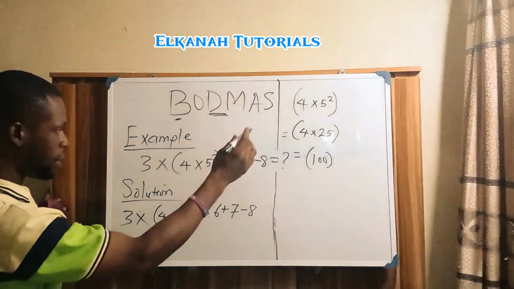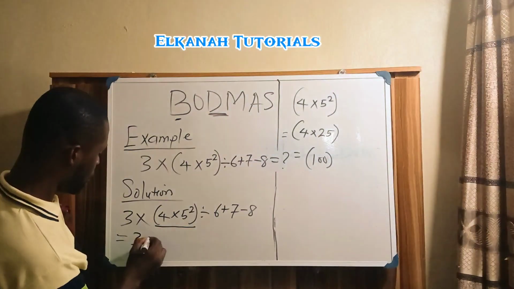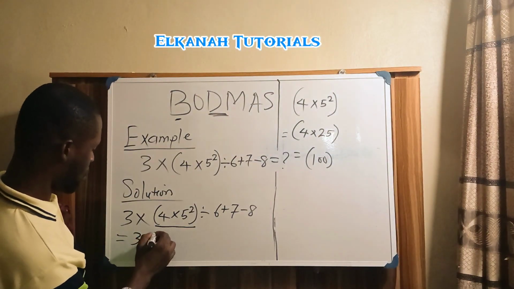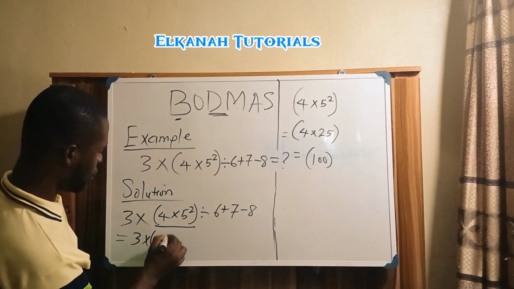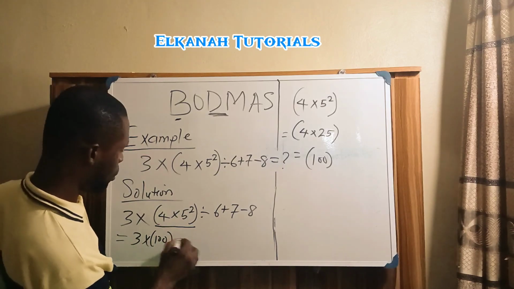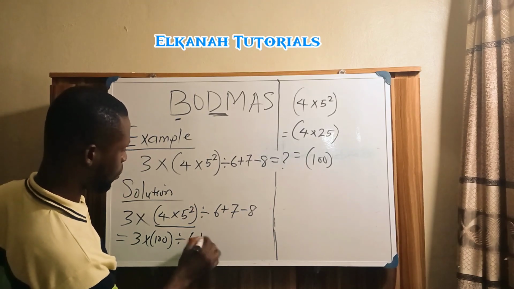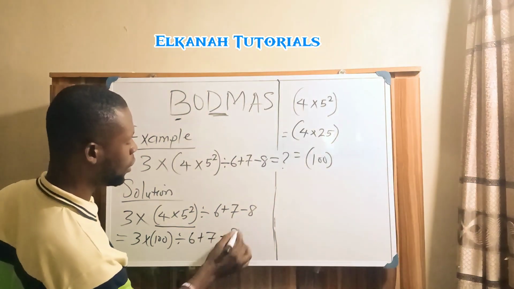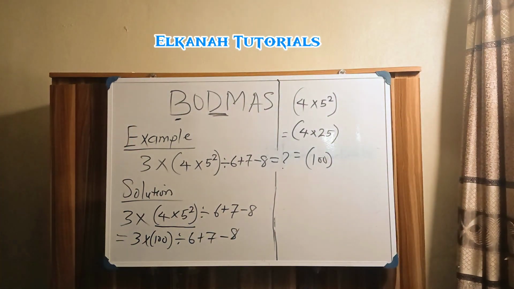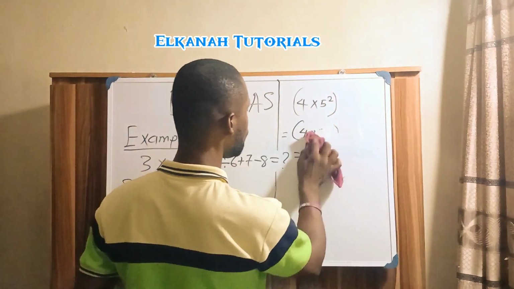So we bring it down. 3 times bracket open 100 divided by 6 plus 7 minus 8. So we clean this.